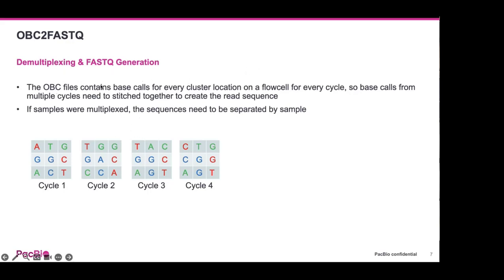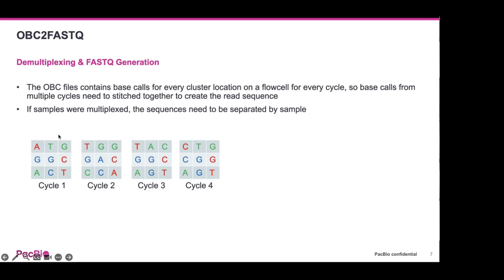And so why do we even need this tool? Why can't we just use the raw base calls? That's because the way the sequencer works is that it's taking pictures of the flow cell after every cycle of base incorporation. You can imagine this is just a digital representation of a flow cell, and you'll have clusters at different physical coordinates on that glass slide, the flow cell.